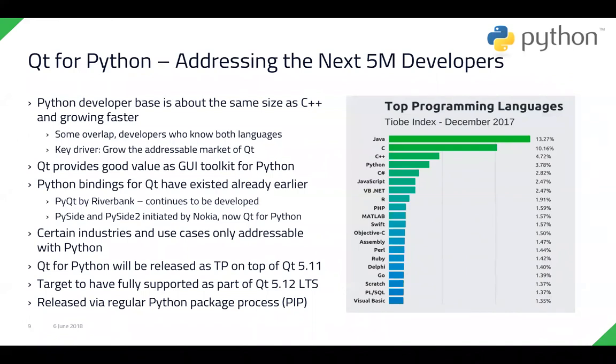There has also been earlier work on the Python bindings for Qt. There is PyQt by Riverbank, which continues to be developed. And there has been PySide and PySide 2, initiated originally by Nokia, which have now been continued and folded into the Qt for Python initiative.